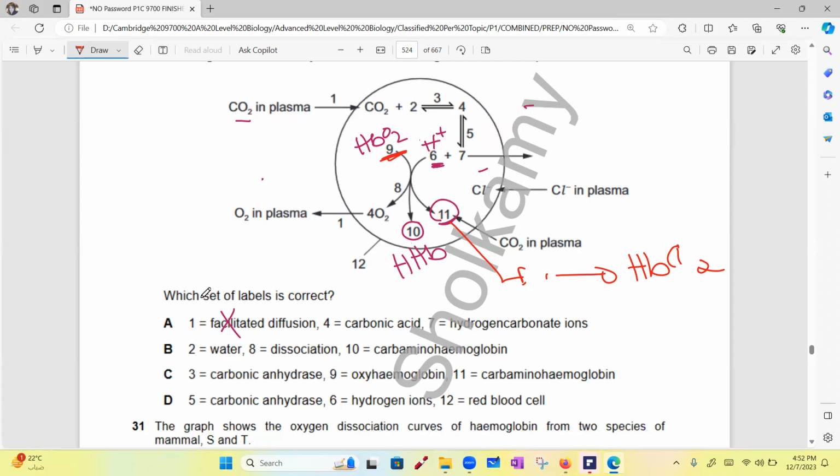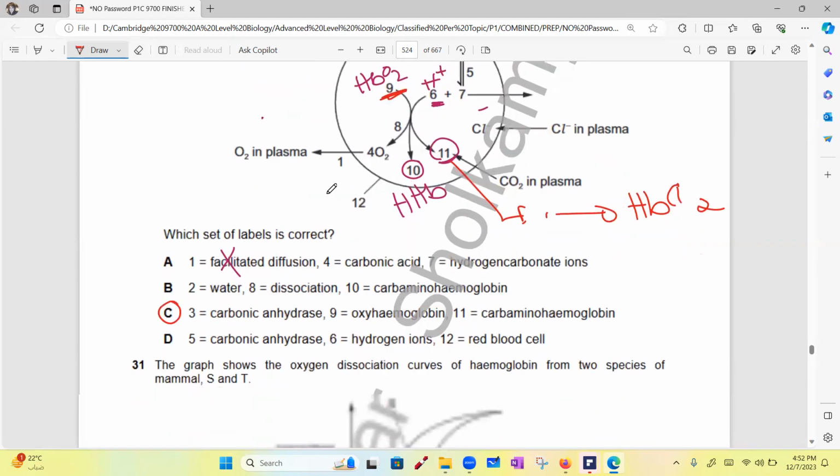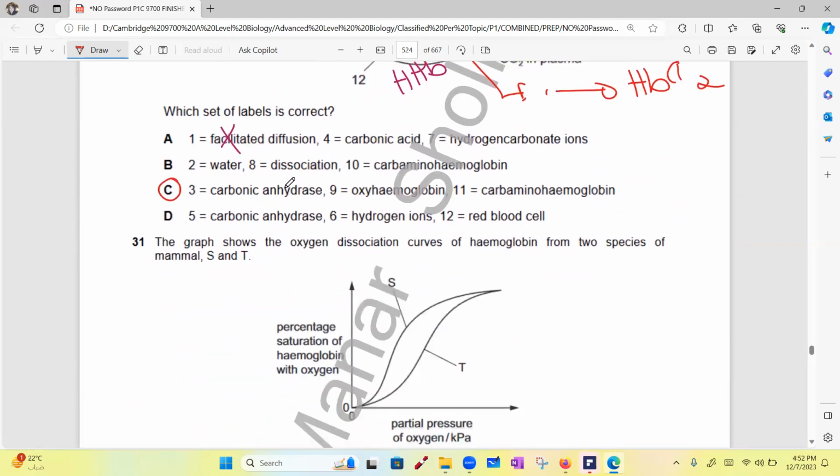Which answer is correct after all this? C. Let me see. C, 3 carbonic anhydrase, correct. 9 oxyhemoglobin, yes. 11 carbaminohemoglobin, yes. Okay. Now, if you did not study this part, you will definitely not get this question right.